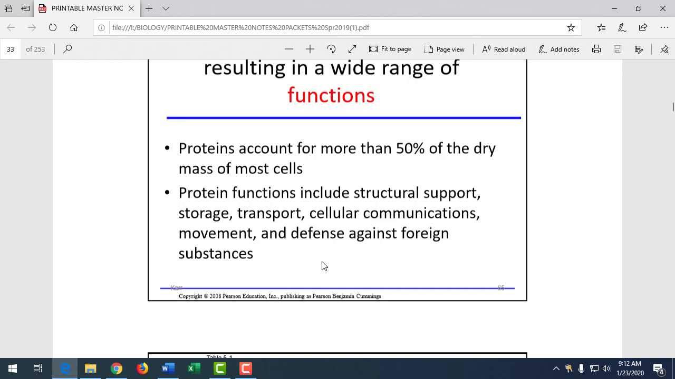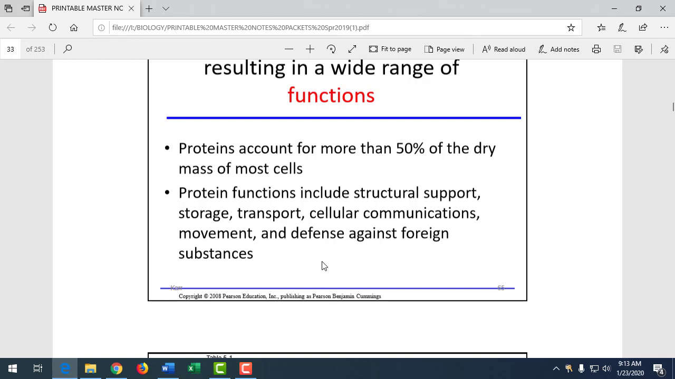So our immune system, antibodies that we make when we're exposed to different things in the environment that are foreign, like viruses and bacteria, we make antibodies against those, and antibodies are proteins. So really, really important for the immune system. A lot of our hormones that we produce in the body are proteins, like insulin is a hormone that's made of protein. Any enzyme in the body is a protein. So enzymes are really important for all the chemical reactions that occur in the body. Those are proteins.